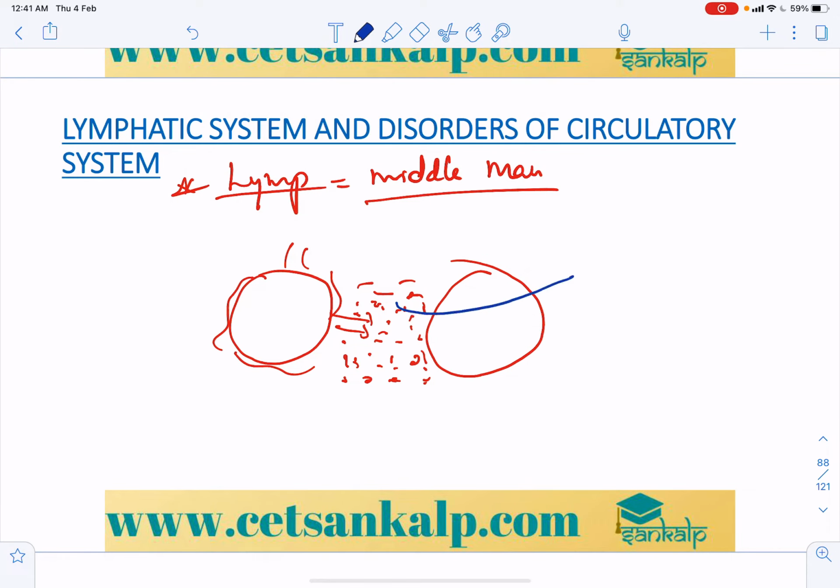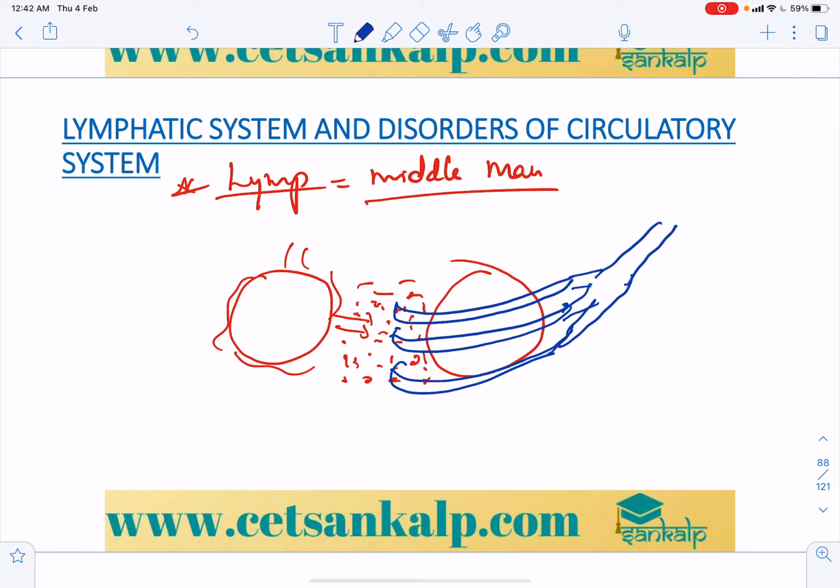These are the lymphatic capillaries which collect, and all of them join to form the vessel, and then these lymph vessels all together join and open into a major vein.